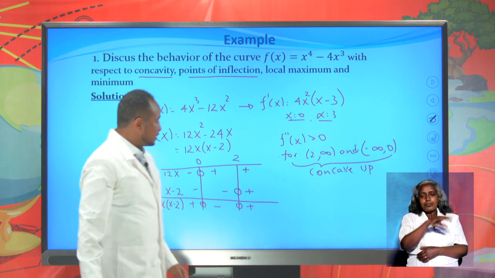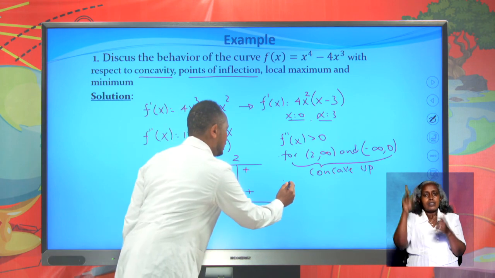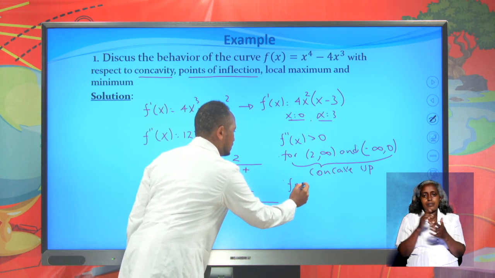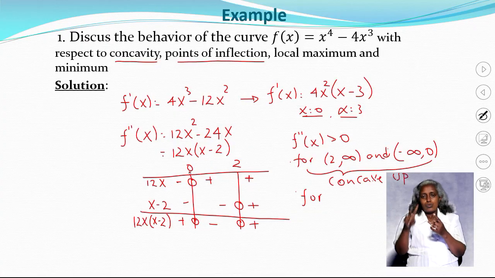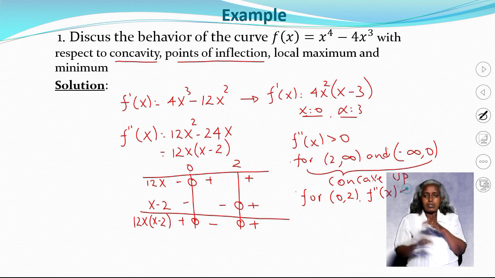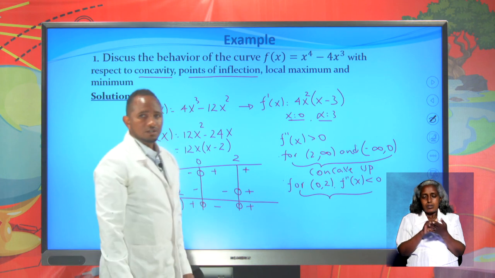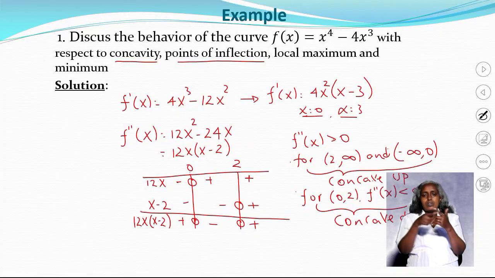And for this interval, from 0 to 2, open interval 0 up to 2, the second derivative of our function is less than 0. Therefore, for this interval, our function is concave down, since the second derivative is less than 0. Concave down.